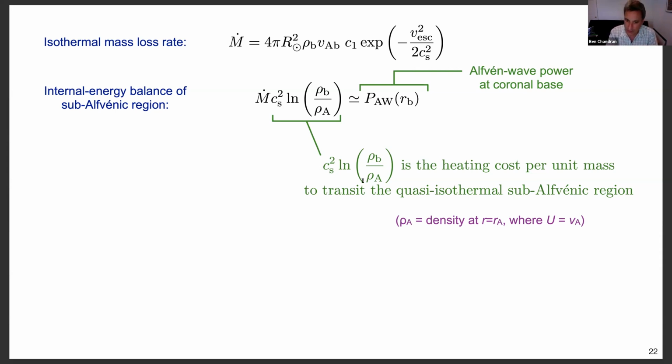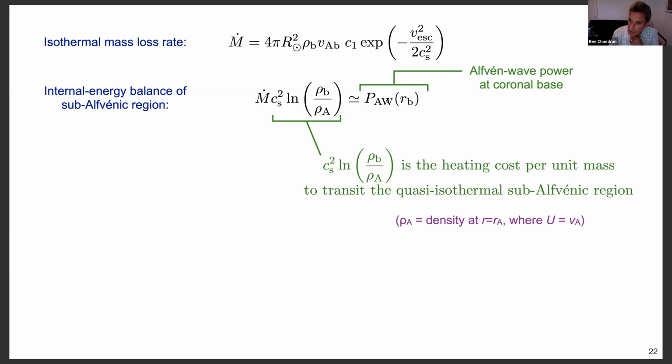The number of e-foldings of the density between the coronal base and the Alfvén critical point is the natural log of rho B over rho A. CS squared is about the internal energy per unit mass. So CS squared times this natural log is the heating cost per unit mass for plasma to transit the quasi-isothermal sub-Alfvénic region. Multiply that by m dot, which is the mass per unit time flowing through that region, and you get the heating cost per unit time to sustain that quasi-isothermal sub-Alfvénic region.